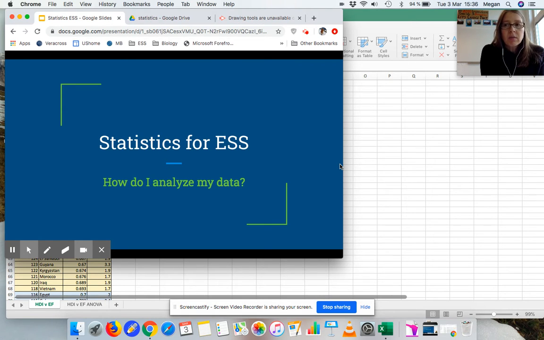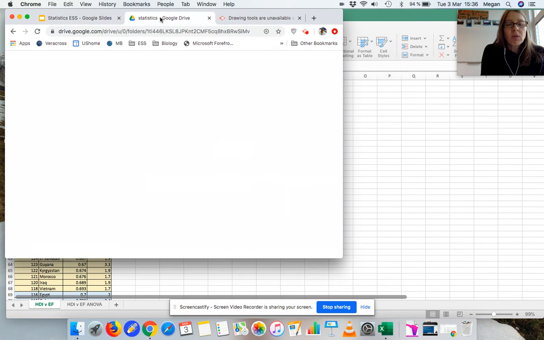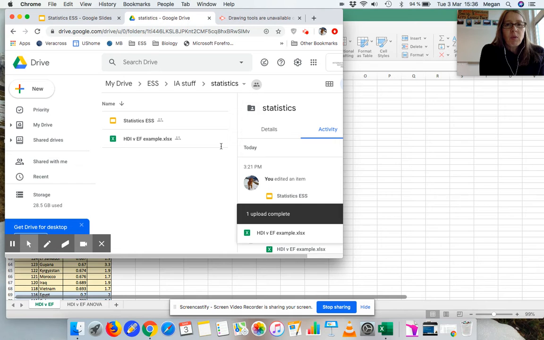Before we start digging into this, you're going to want to go to the ESS folder. There's a subfolder called IA Stuff, and then under there is the folder of statistics. In there, you're going to find both the Google Slides presentation I'm going over right now, as well as an Excel document for HDI versus EF, an example. You want to download that example.